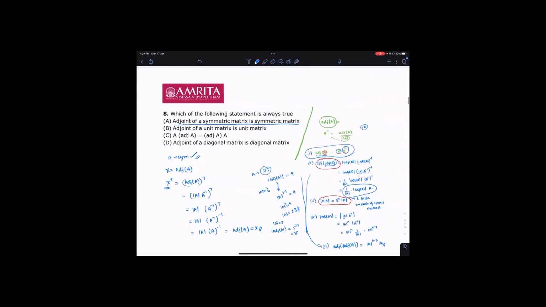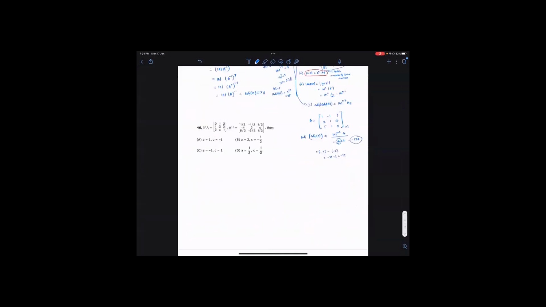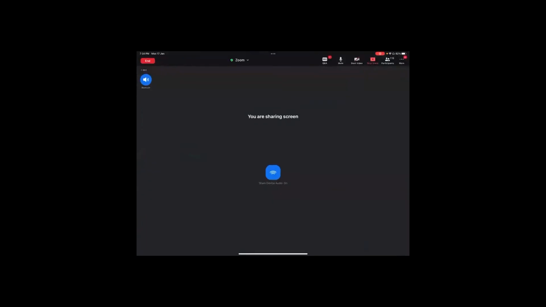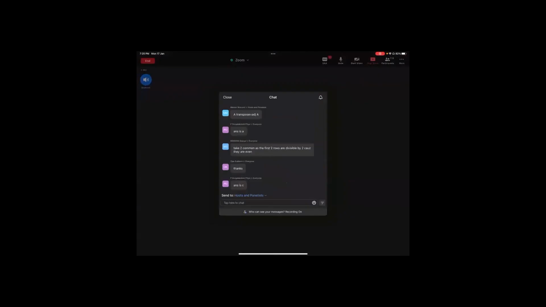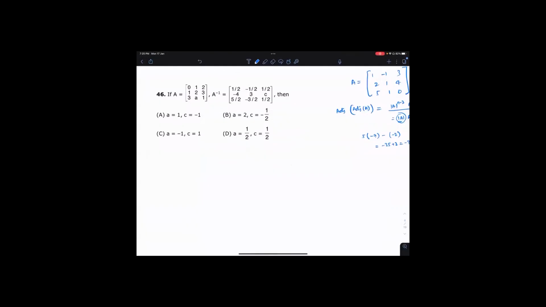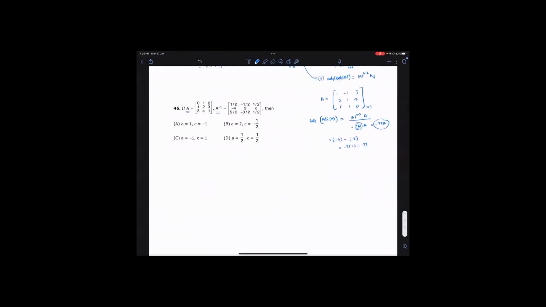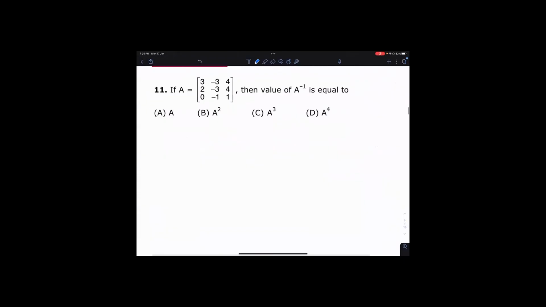Next. Any doubts? Let me just see. This is a fairly easy question because A into A inverse is I. Multiply and equate it to I, you will get the values of A, B, C. Next important concept, guys.